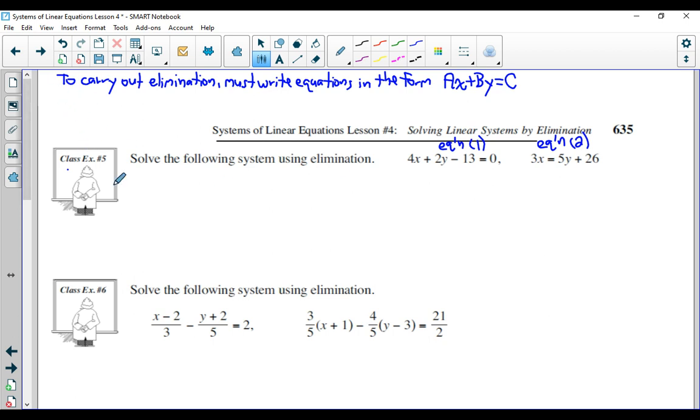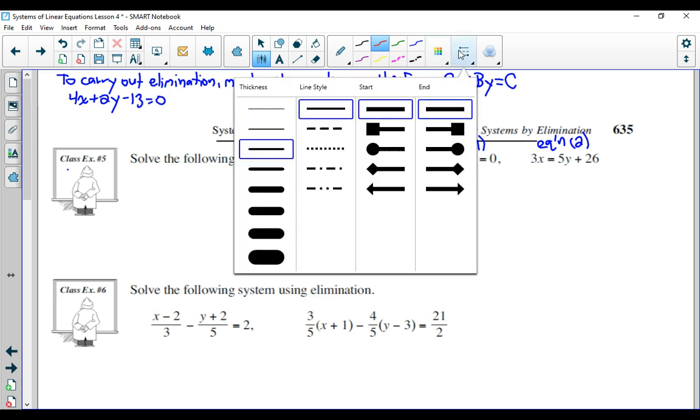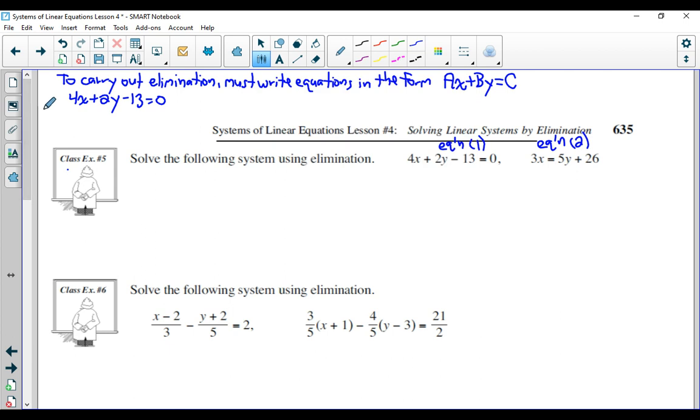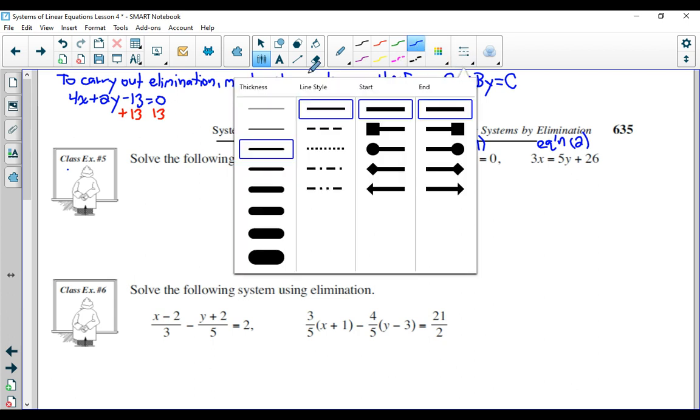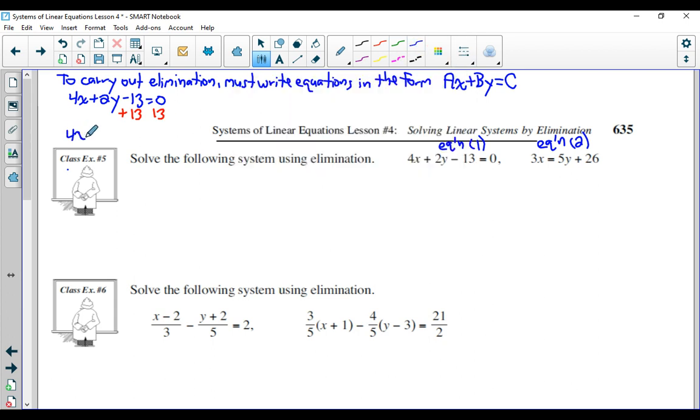So we're going to have to do a quick little modification just to get them there. I'll do the work up here just because we don't have a whole lot of space to write with. Let's do the first equation to begin with. 4x plus 2y minus 13 is equal to 0. This one's easy to get in that format because right now the equation is written in general form. All I want to do is move the constant term over to the other side. So I'll just add 13 and add 13. And then I would have 4x plus 2y is equal to 13. Let's box that equation and call it equation number 3.